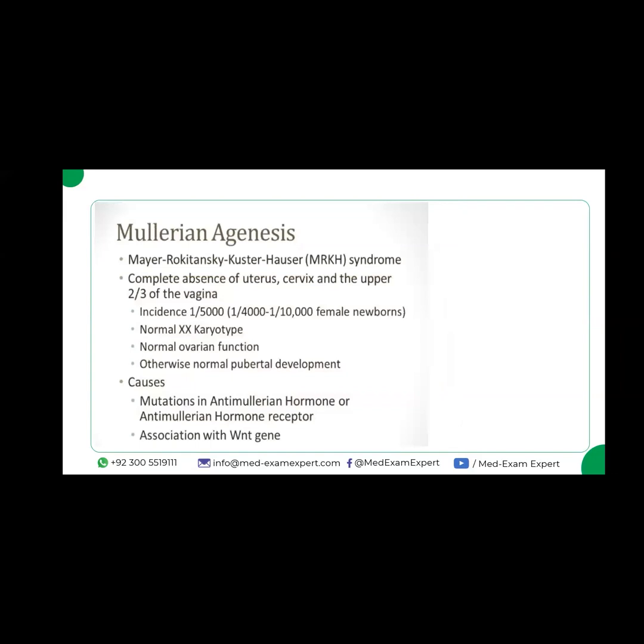Now, the most important cause of primary amenorrhea is Mullerian agenesis. This is also called Mayer-Rokitansky-Kuster-Hauser syndrome. What happens in this syndrome, friends? There is complete absence of the uterus, cervix, and upper 2/3 of the vagina. This is found in 1 in 5,000 female newborns, and the patient has a normal XX karyotype. There is normal ovarian function and normal pubertal development. And the main causes of this Mullerian agenesis are mutations in some of the hormone receptors, like anti-Mullerian hormone, as well as changes in hormone levels.